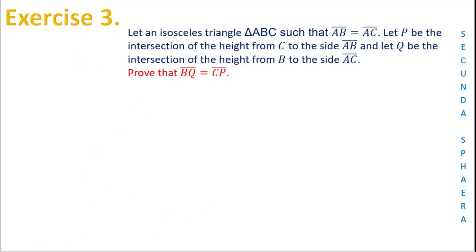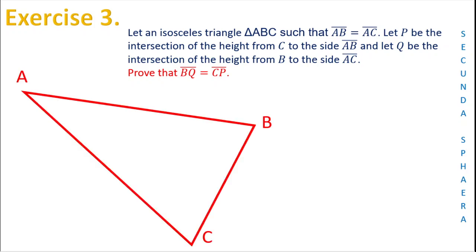Okay, moving on to exercise number three. Let ABC be an isosceles triangle such that the sides AB and AC are equal. Let P be the intersection of the height from C to the side AB, and let Q be the intersection of the height from B to the side AC. It's necessary to prove that the segments BQ and CP are equal.